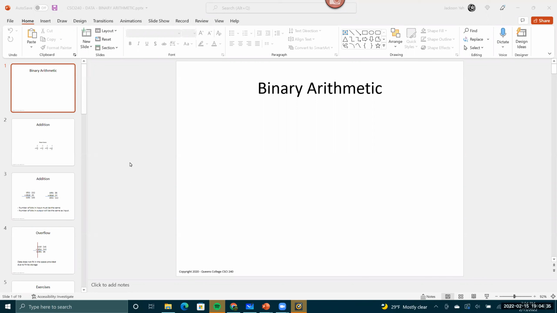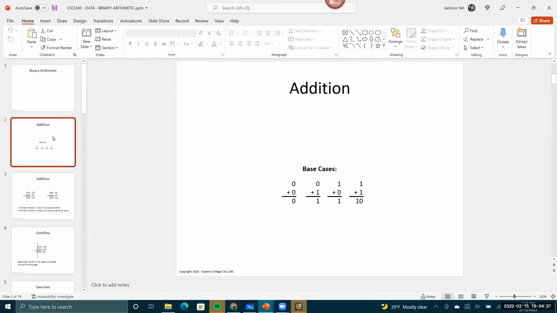With binary arithmetic, the very first thing is addition. When you do any type of addition, a computer is going to break down an addition problem into one of these four base cases. All addition problems are one or more of the following steps down here: 0 plus 0, 0 plus 1, 1 plus 0, and 1 plus 1. These are the four possible A plus B base cases. So all binary arithmetic is going to be one of these four problems.